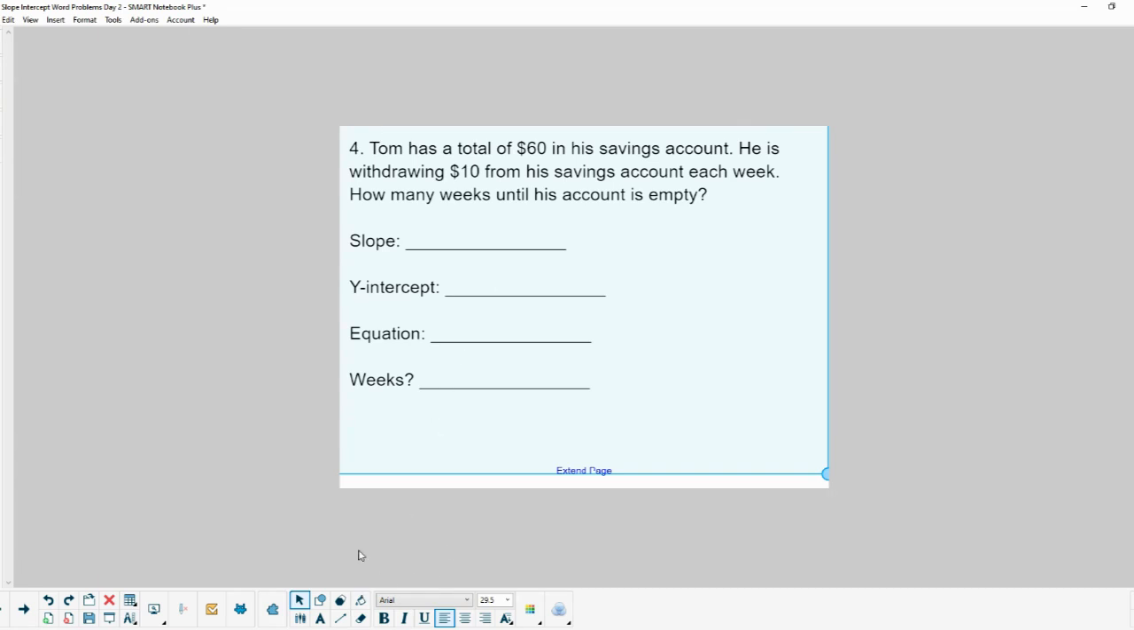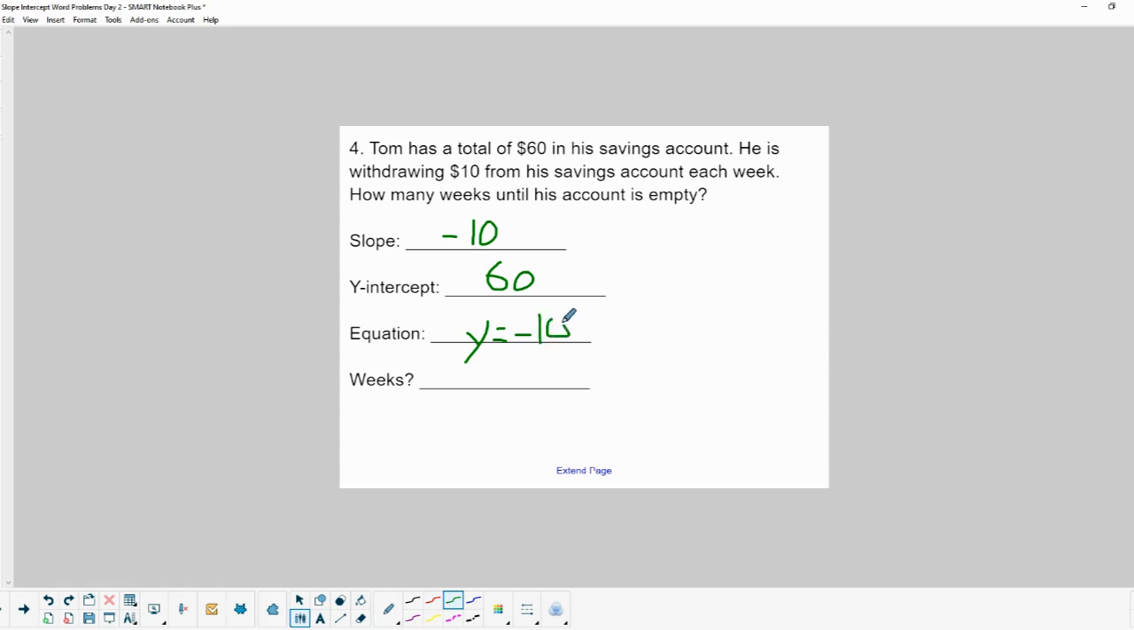So $60, let's get that written down here. So he has an initial amount of 60. And then he's taking it out at $10 a week. So that's going to be minus 10. So our equation will look like this. Y equals minus 10x plus 60. And then the question then remains, how many weeks will it take until the account is empty?